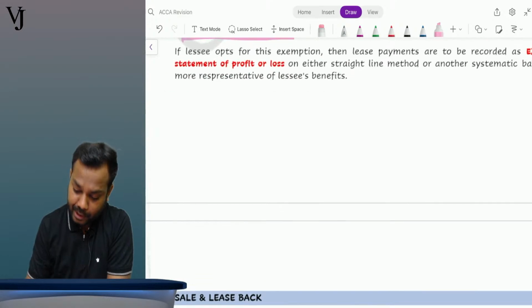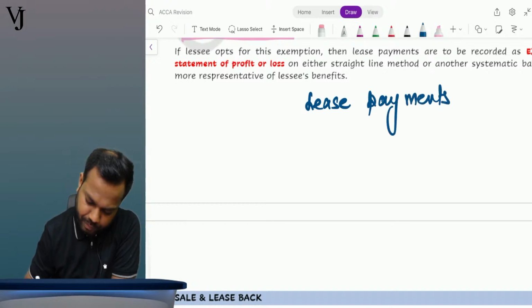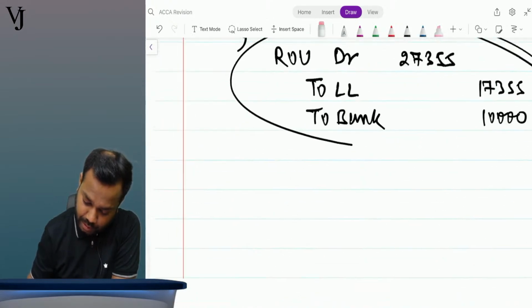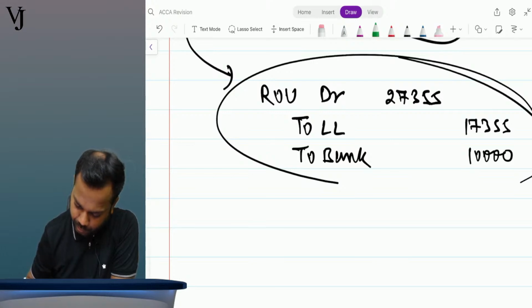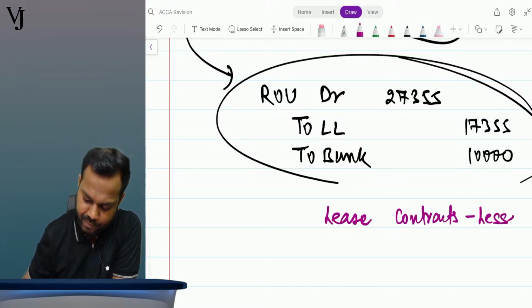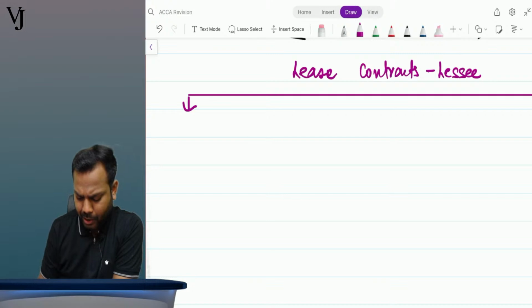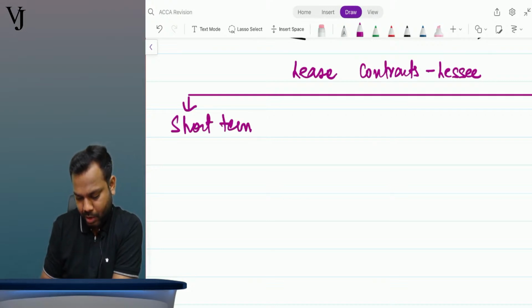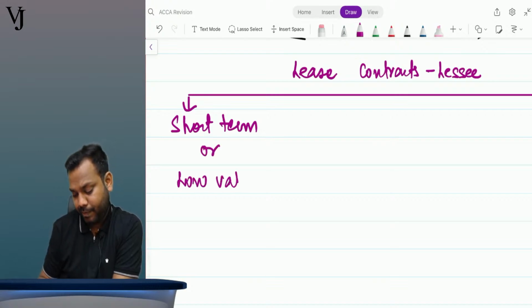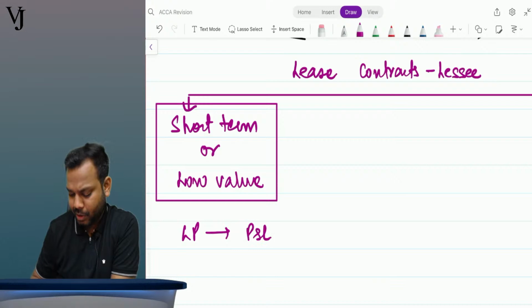Now understand one thing. Lease payments, or I'll write here: lease contracts, okay, that are of short term, or they are of low value, okay. Whatever lease payments are there, they will be transferred to P&L, okay.